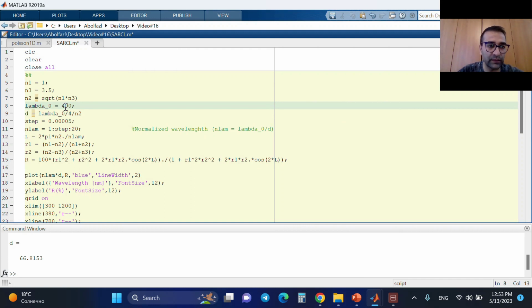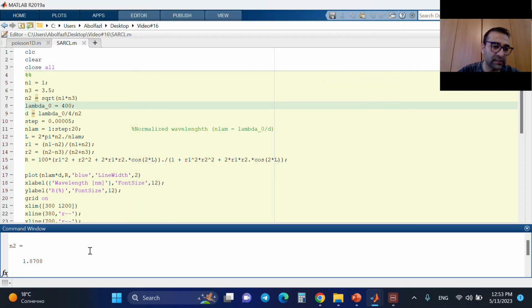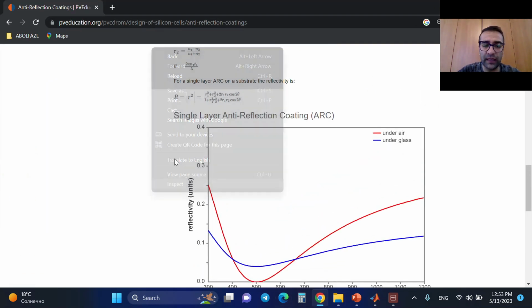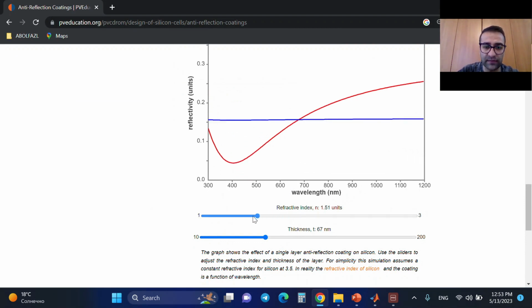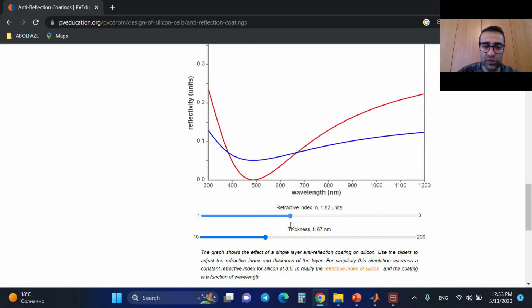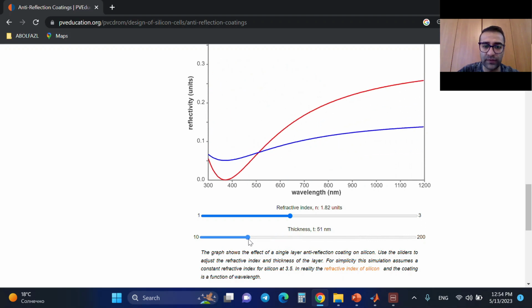And if, for example, you want to make minimum reflection at 400 nanometers, if you put 400 here and press F5, you see that we have again zero reflection, and the value for N2 is 1.87 and the value for D is 53.4. You can see the same row here, and you see that by changing the refractive index of the second layer, you see how reflectance changes, and by changing the thickness, you see how it changes.